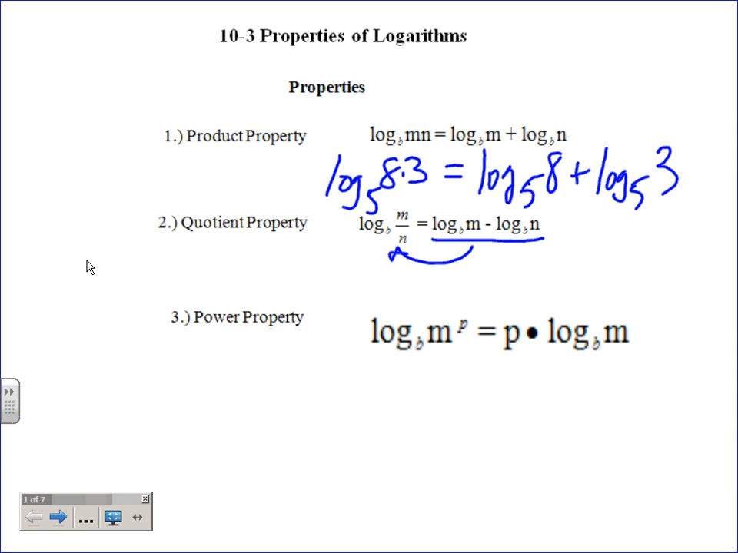What do you do when it's a power to a power normally? Multiply. And look at where this p ended up. It ended out front. And what do they do? They multiply. So a good example of this, for those of you that like to look at the numbers, would be log base 6 of 7 to the 3rd power is the same thing as 3 times log base 6 of 7.